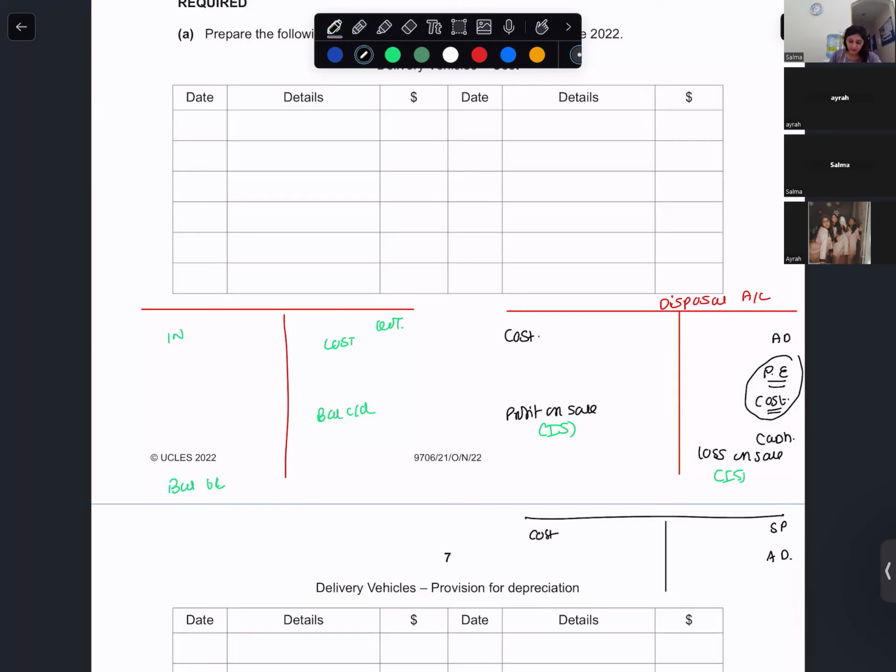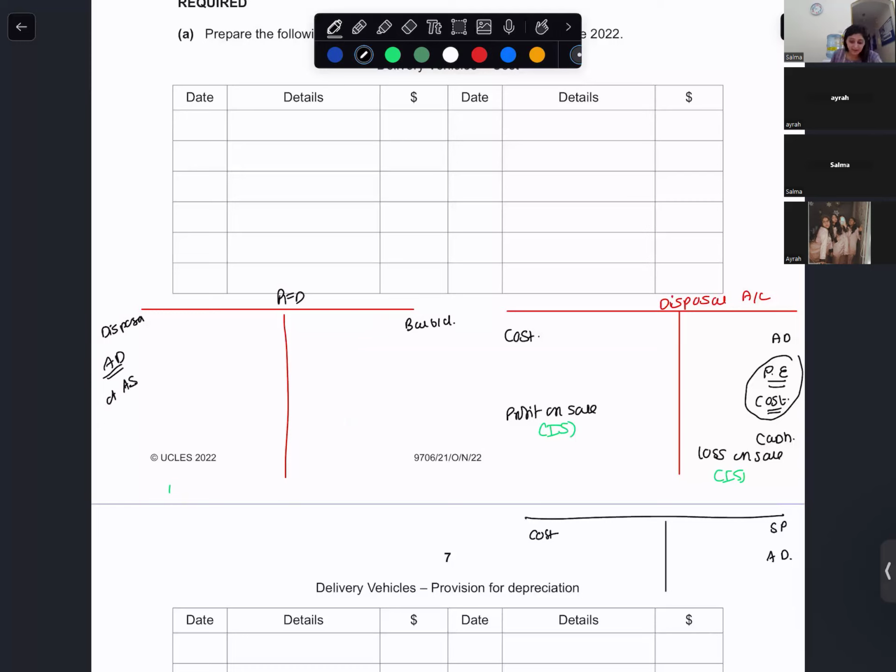What is the rule for provision for depreciation account? It has a credit balance. And disposal will be shown on the debit side. So the balance brought down will be over here. Then the disposal will be here. That is the accumulated depreciation of assets sold.